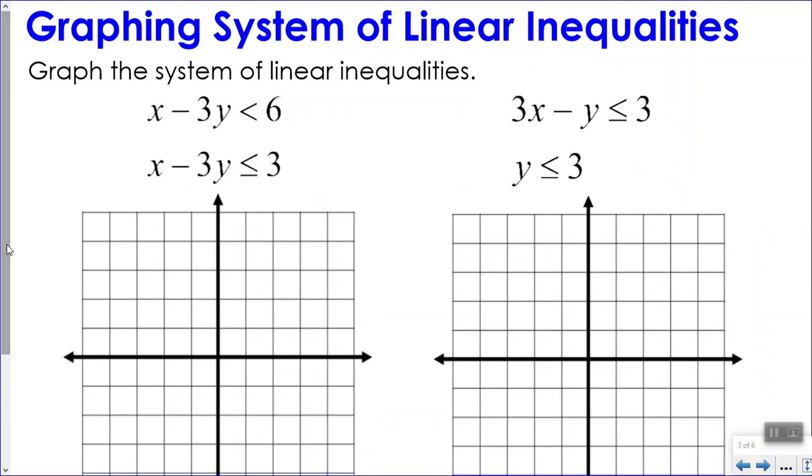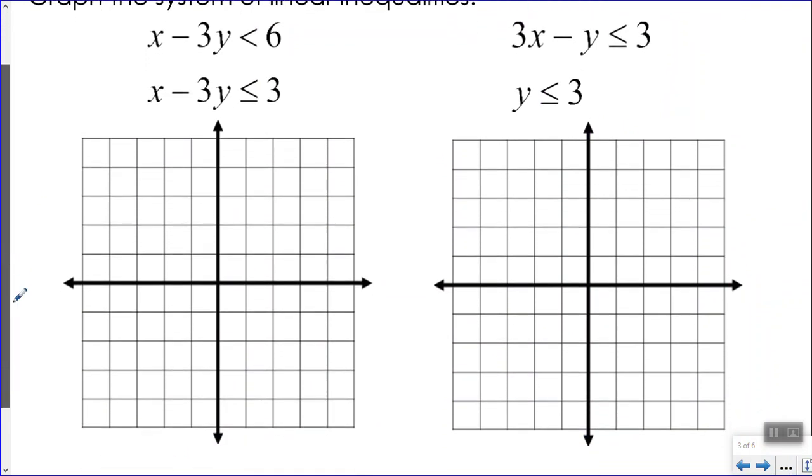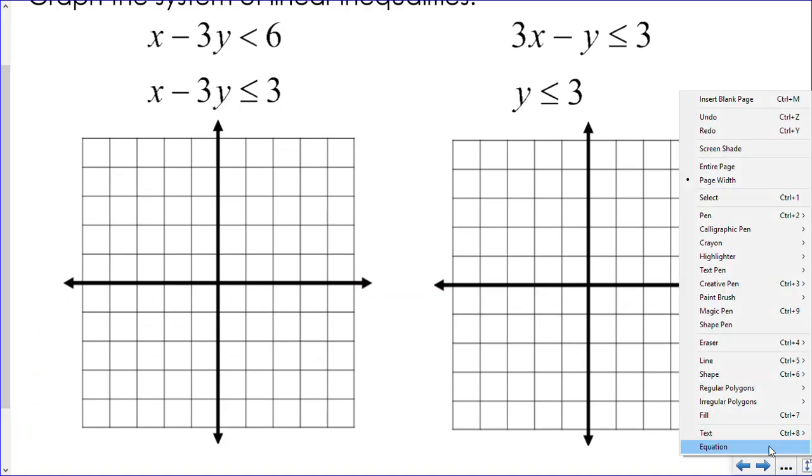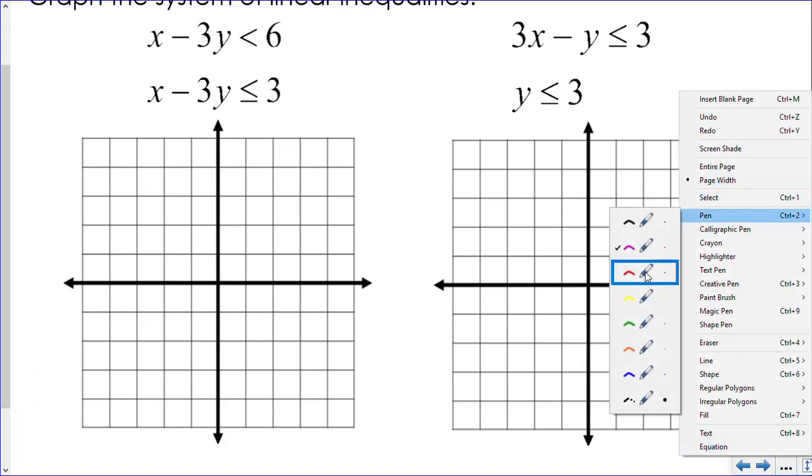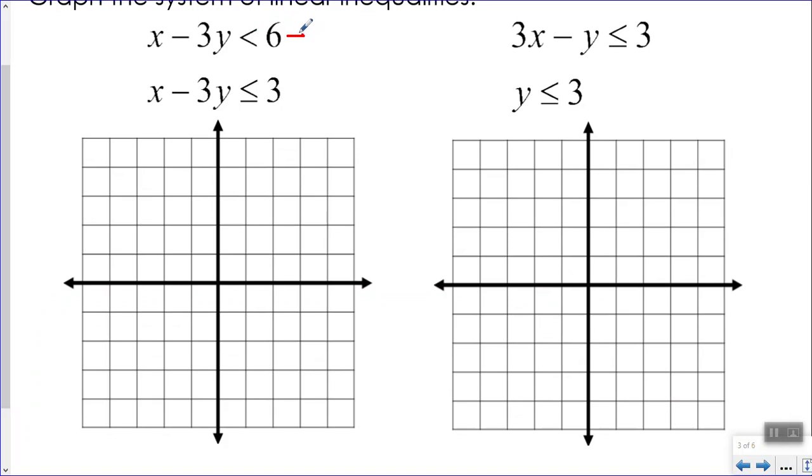Alright, now sometimes we're going to have lines that aren't in slope-intercept form. And if we look at our first system here, we can tell that something's up right away because the left-hand side of each of those inequalities look the same. So we're going to do some rearranging here so we can graph.